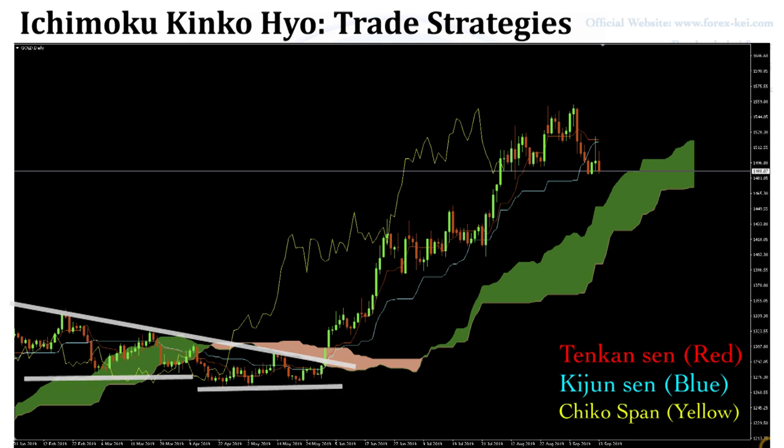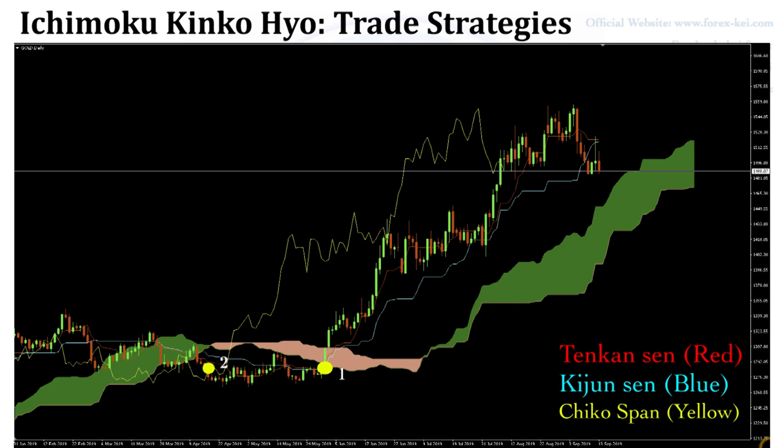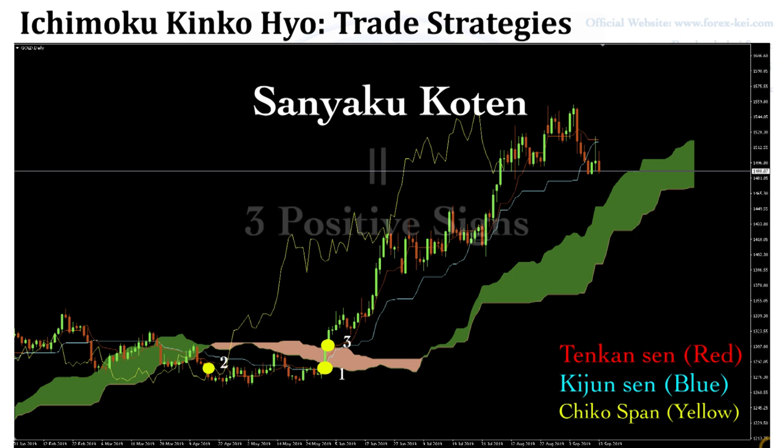But look when the trend starts. When a bull trend started, first the Tenkan Sen will gold cross Kijun Sen, then Chikou Span goes over candles, then finally the price breaks Kumo, or the price breaks Senkou Span 2 upwards. And this is called Sanyaku Koten in Japanese. It means three positive signals. And this is the typical sign of a beginning bull trend. And as a result, the market went all the way up.